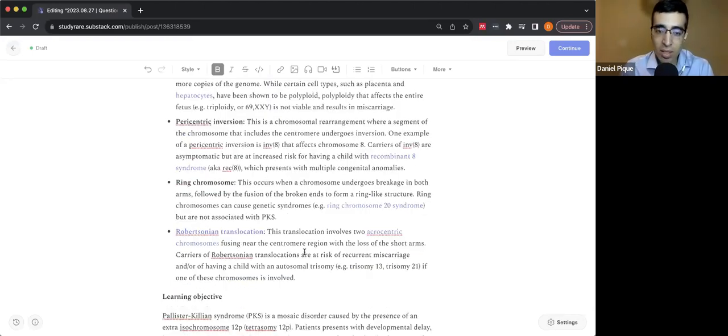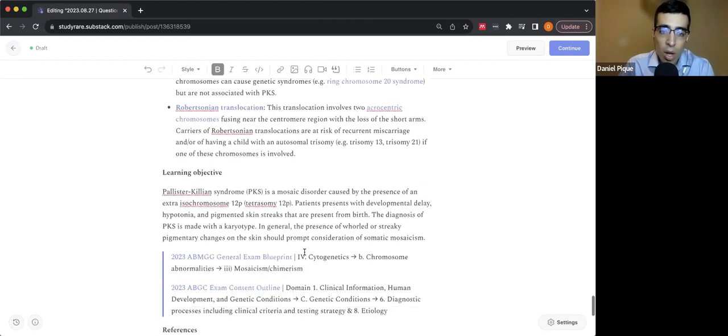Robertsonian translocations involve 2 acrocentric chromosomes. So again, these are the chromosomes that have very short p arms. And individuals with Robertsonian translocations are typically asymptomatic. However, they are at risk for recurrent miscarriages and/or having a child with an autosomal trisomy like trisomy 13 or 21 if one of those chromosomes is involved.